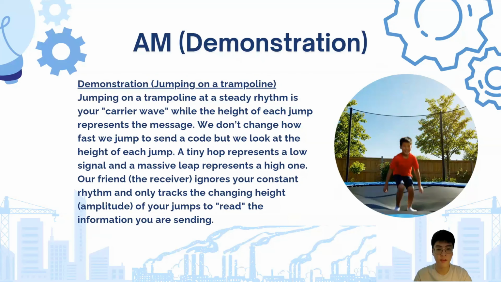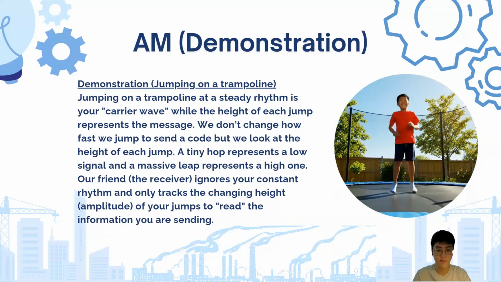It will be jumping on a trampoline. With its perfectly steady rhythm, this constant bouncing represents our carrier wave. In this demonstration, we don't change how fast we jump to send a code, but instead we vary the height of each leap. A tiny hop signals a low value, while a massive leap represents a higher one. Your friend, watching you, acts as a receiver that ignores your steady timing and focuses only on checking those changing jump heights, or amplitudes, to read the specific information that you are sending.